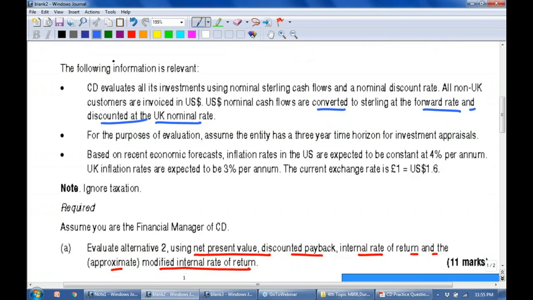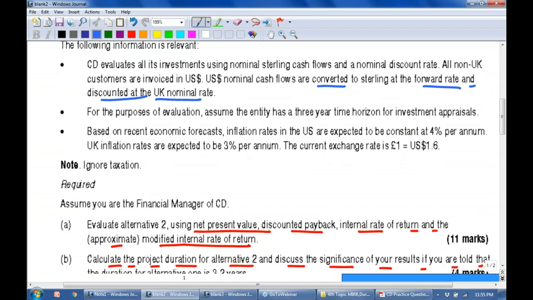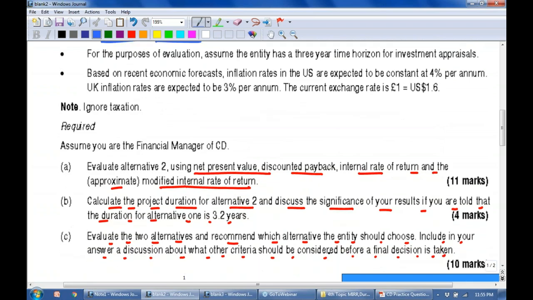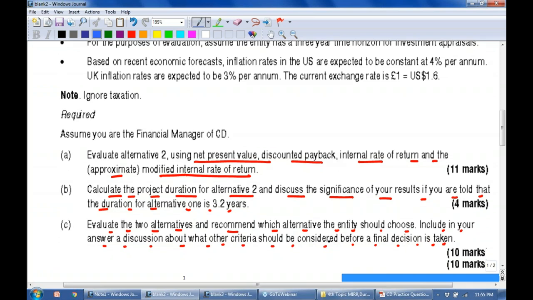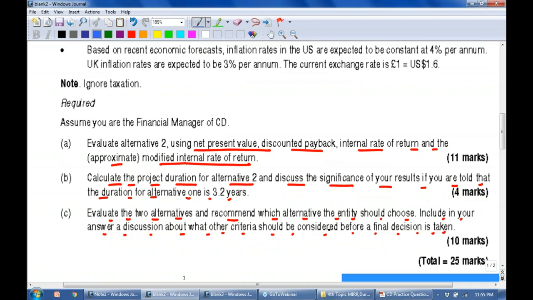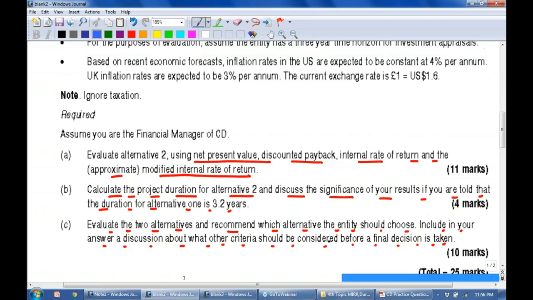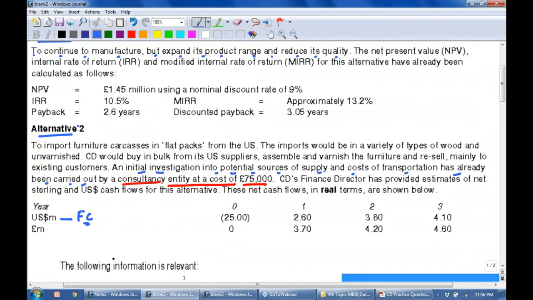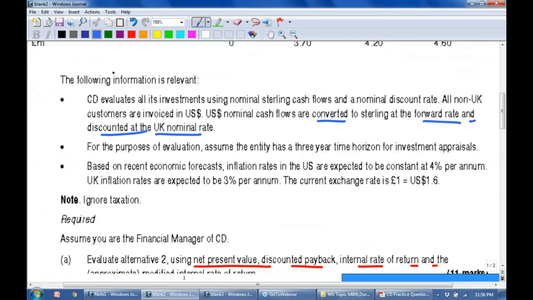So candidates, what to do now? Actually, the question is to evaluate two investments using NPV, discounted payback, IRR, and modified IRR. And calculate the duration of alternative two and the significance of your results if you are told that the duration of the alternative is 3.2 years. And evaluate the two alternatives. Almost all the data is done with respect to alternative one. We have to calculate all the aspects for alternative two.